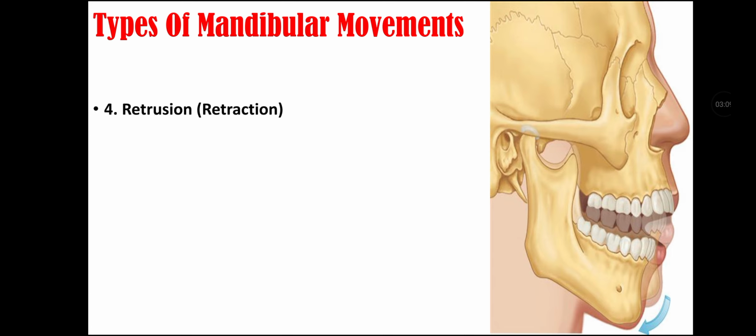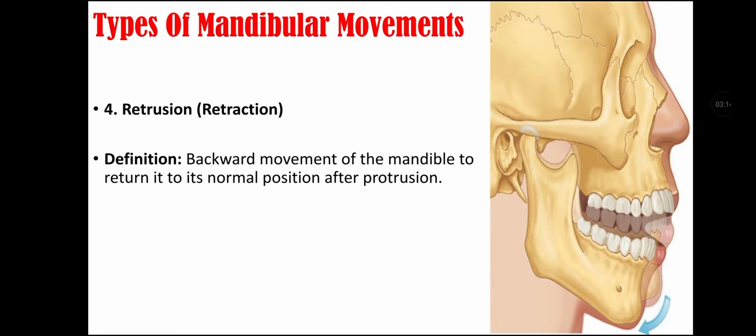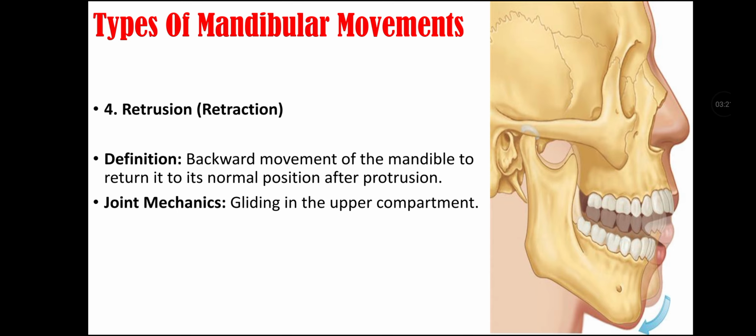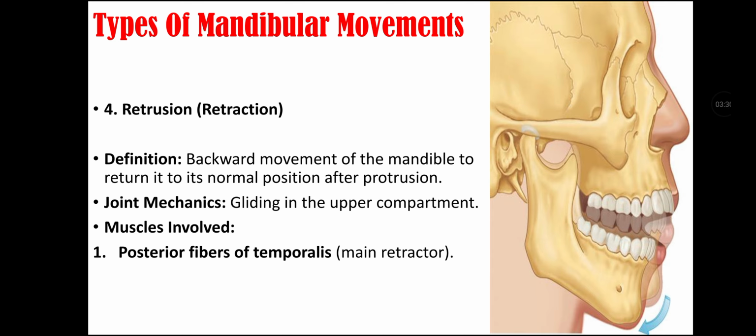Fourth type of movement is retrusion movement, that is also called retraction. It is backward movement of the mandible to return it to its normal position after protrusion. Its mechanics is gliding in the upper compartment, same as protrusion but in reverse direction. Muscles involved in retrusion movement include posterior fibers of temporalis that are main retractor muscles of mandible. Second, it includes digastric and geniohyoid muscle that assist temporalis muscle in retrusion.